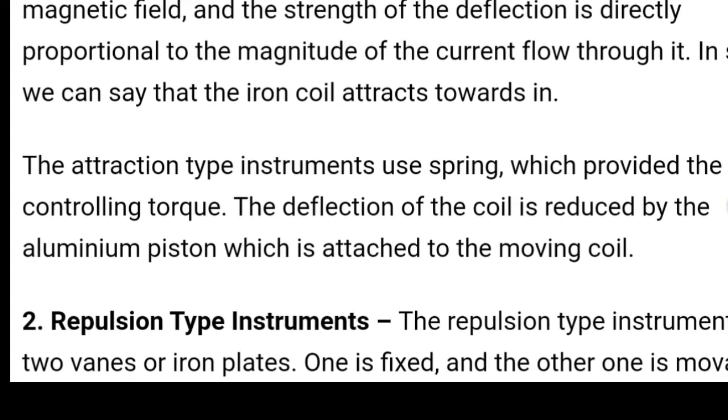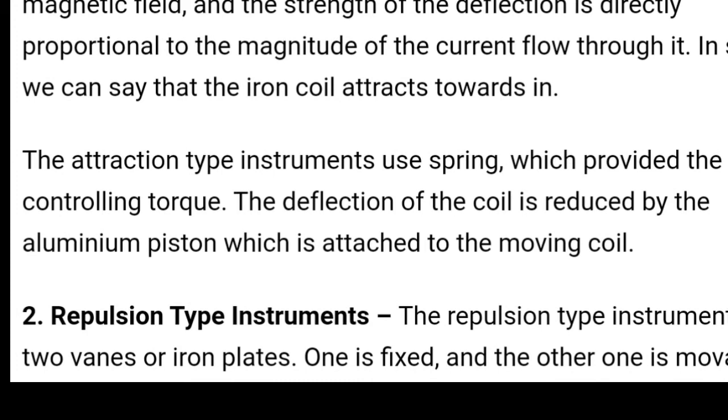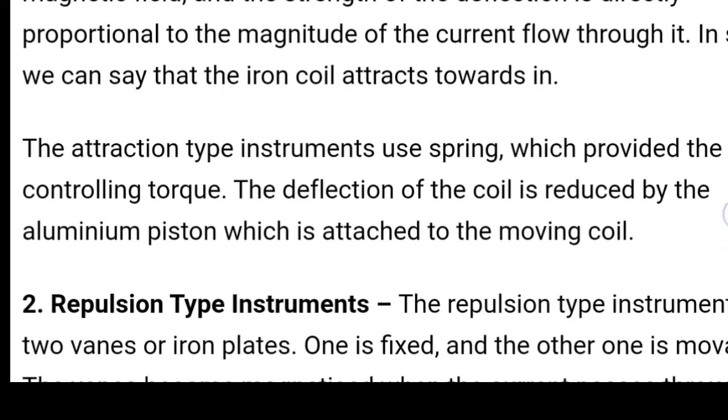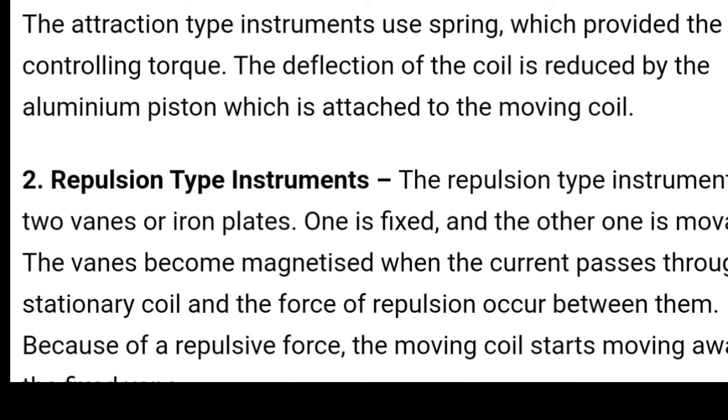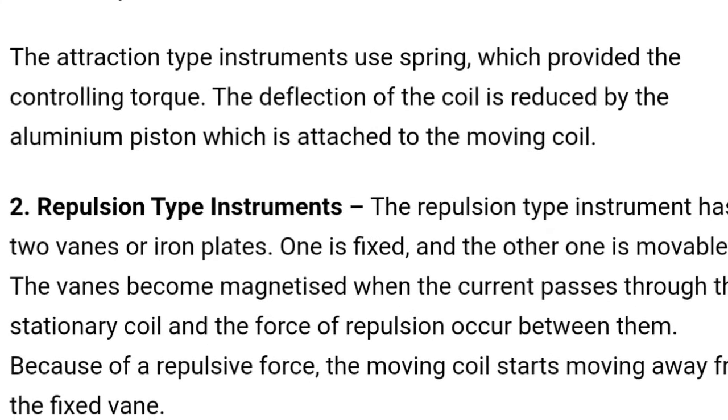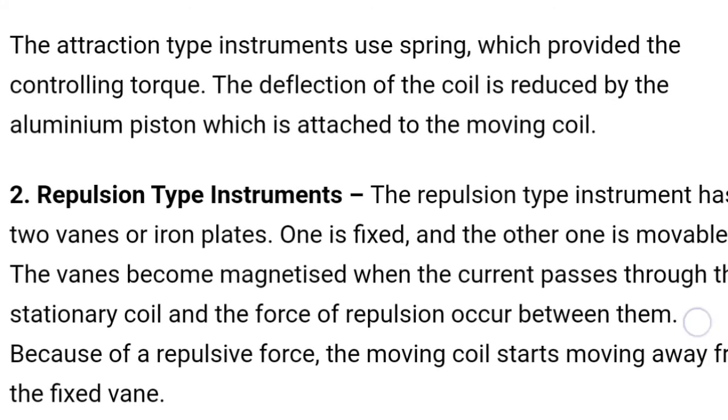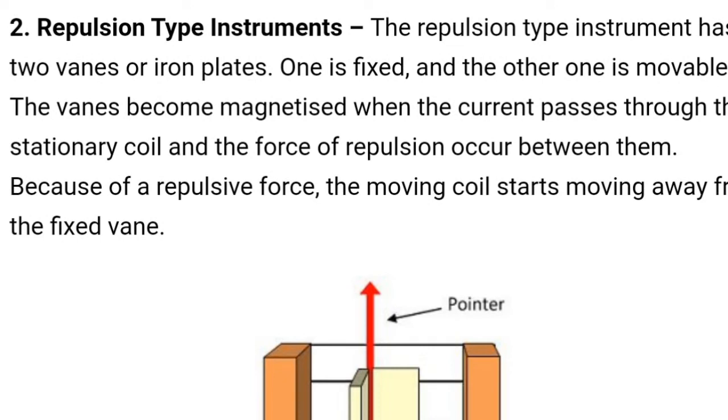An attraction type instrument uses a spring to provide the controlling torque. The deflection of the coil is damped by the aluminium piston which is attached to the moving coil. Coming to the repulsion type instrument, it has two vanes or iron plates.